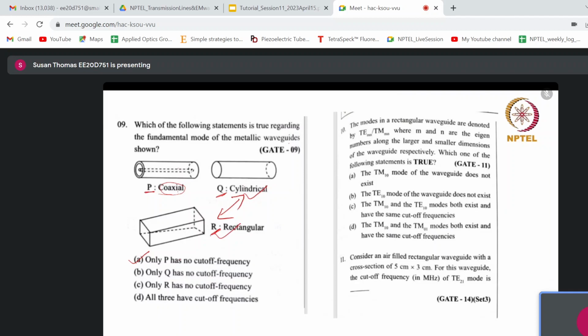Going to the next question. The modes in a rectangular waveguide are denoted by TE_MN or TM_MN, where M and N are the eigennumbers along the larger and smaller dimensions of the waveguide respectively. Which one of the following statements is true?